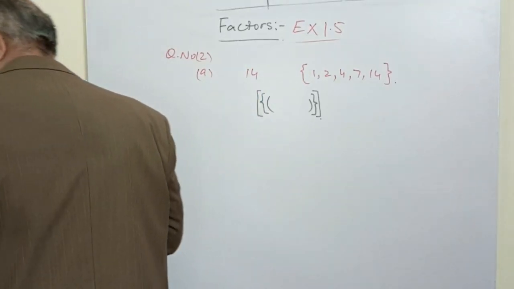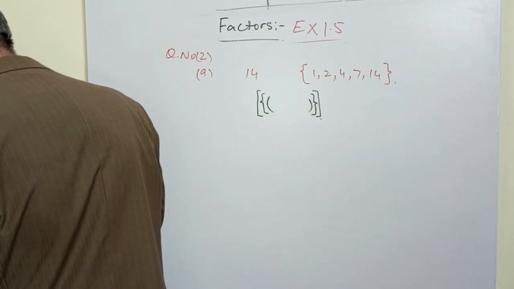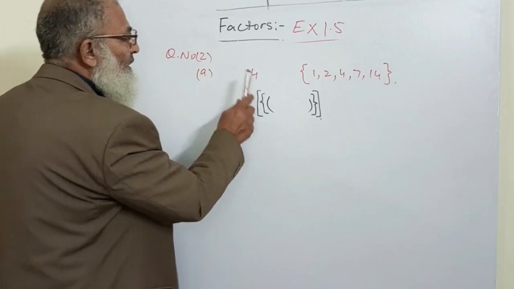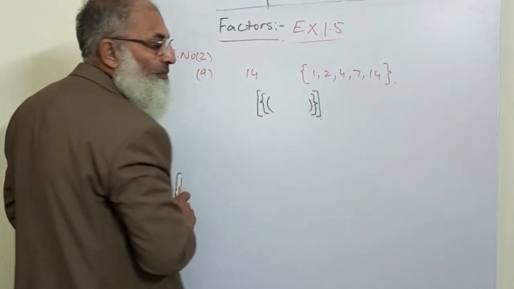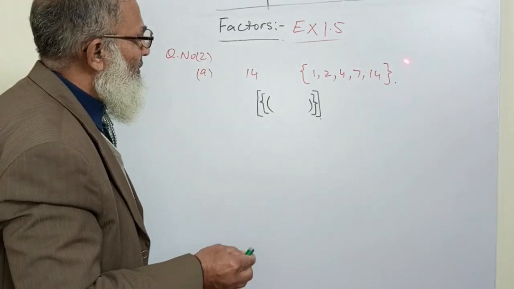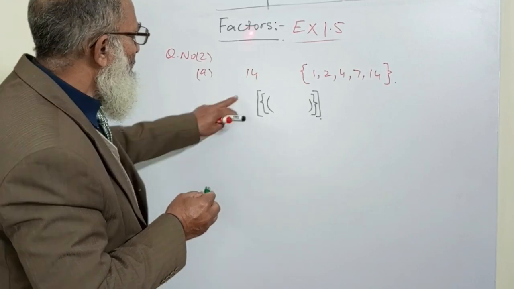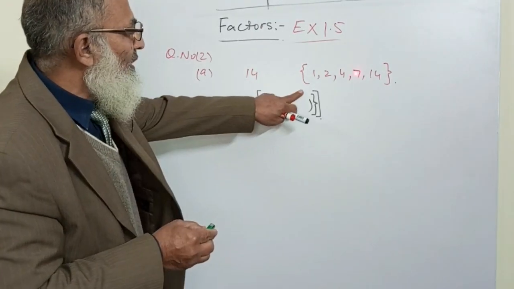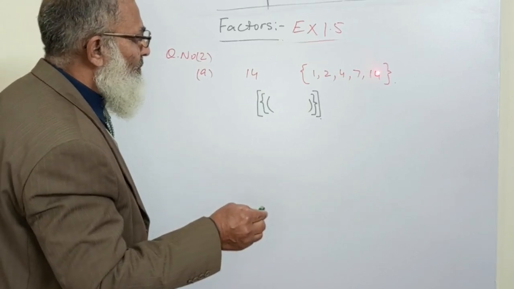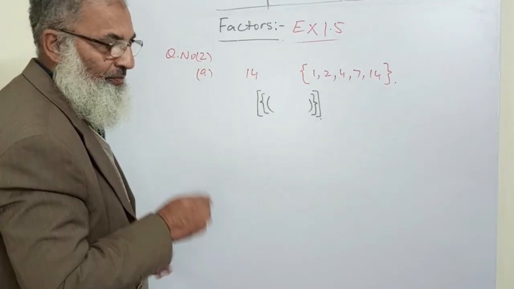The question is, which number in each set is not the factor of a given number? Now this is a set of the numbers, and this is the given number. 14 is the given number, and this is the set of the numbers, and we have to find which number is not the factor of 14.